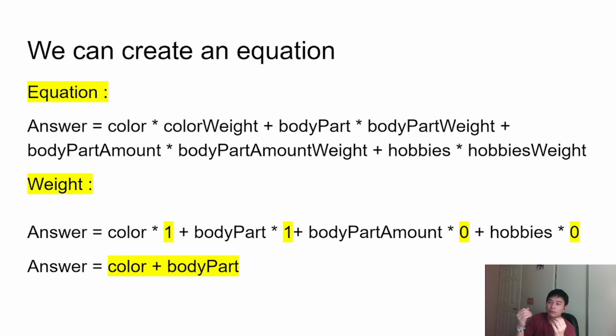And we came to the conclusion that for the weights of these, the color was really relevant, so we gave it a 1. The body part was extremely relevant, so we gave it a 1. But the body part amounts and the hobbies weren't relevant to the actual answers at all, so we just gave them a weight of 0. Of course, this can go between a range from 0 to 1. But at the end of the day, what we found out is that the actual answer was just the color and the body parts. So I want you to really focus on 2 things that I brought up.